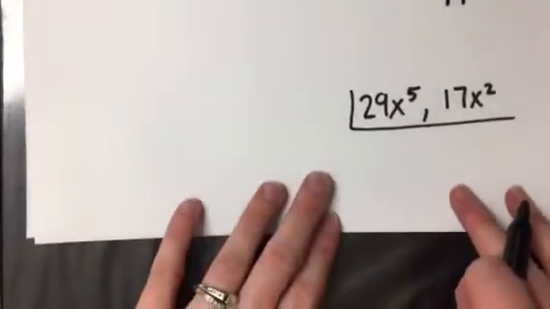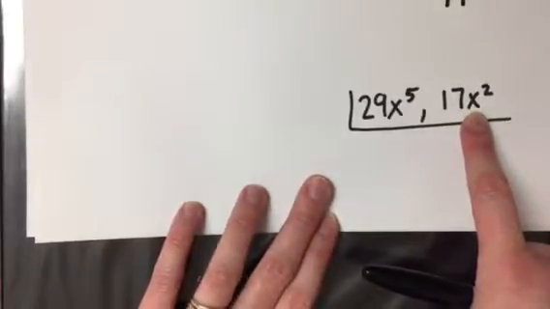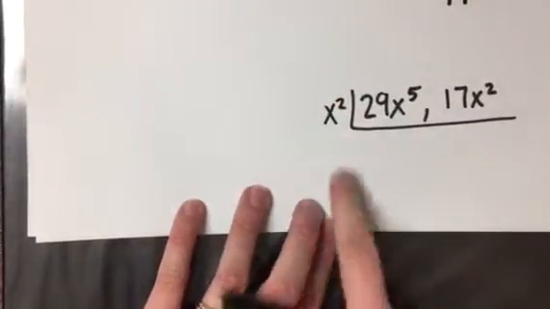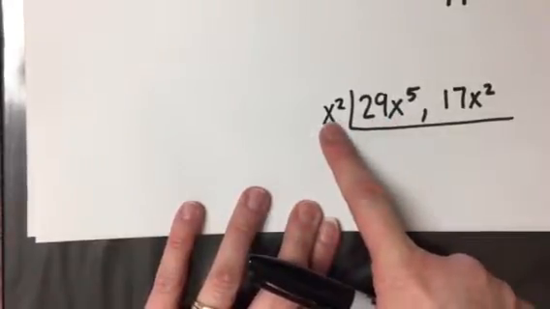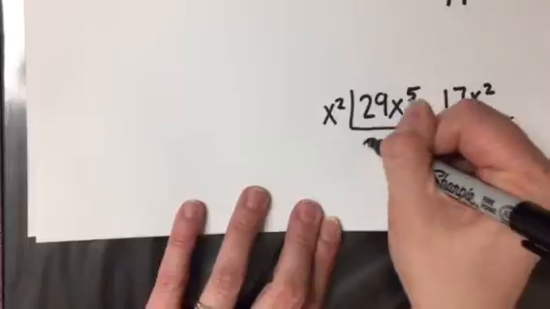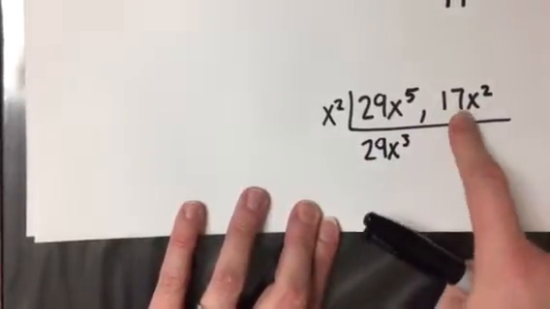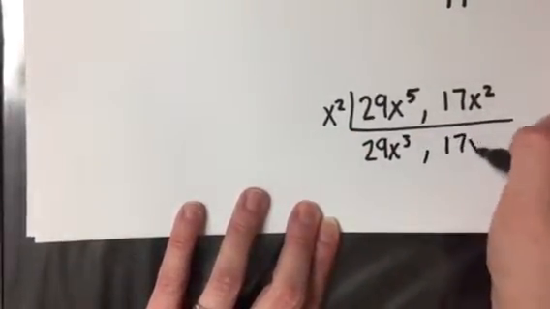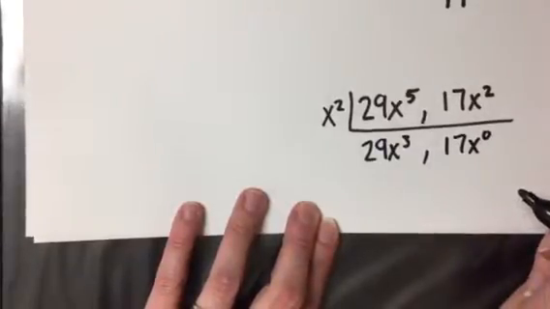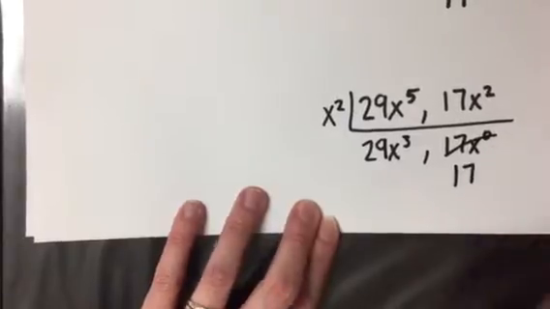Or the quick method is to look at the smallest exponent on your variable, and that will be your common factor, x squared. When you divide x squared into 29x to the 5th, subtract 5 and 2, and that gives us x cubed. Again, 17x squared divided by x squared will give us 17x to the 0. And like we've already talked about, x to the 0 is 1, so that's really just 17 times 1, which is 17.